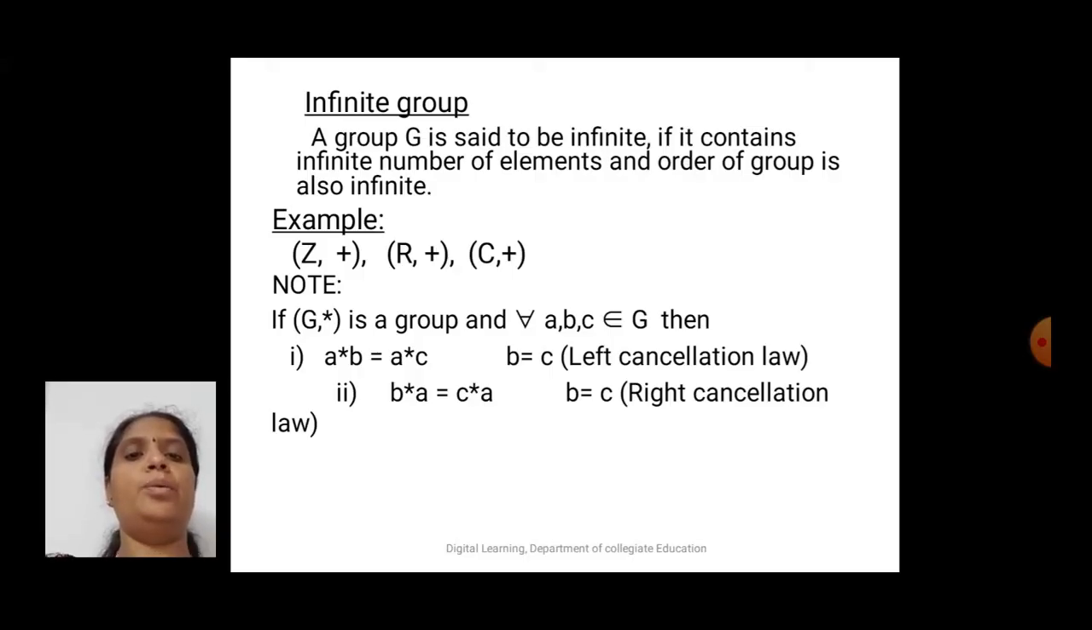Then an important note under the group is the left cancellation law and right cancellation law. That is, if (G, star) is a group and for all a, b, c belongs to G, then a star b is equal to a star c. So a is cancelled on both sides. It is cancelled on the left side. Therefore, my answer is b equal to c. This is the left cancellation law. Then the second one is b star a is equal to c star a. Here a is cancelled and it is on the right hand side. Therefore, it is a right cancellation law.